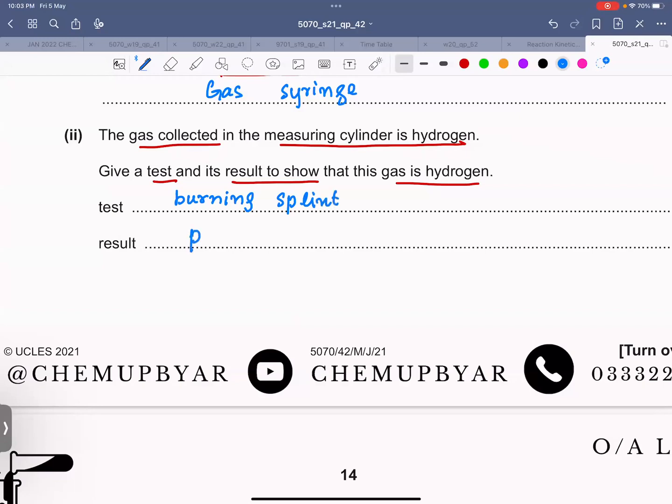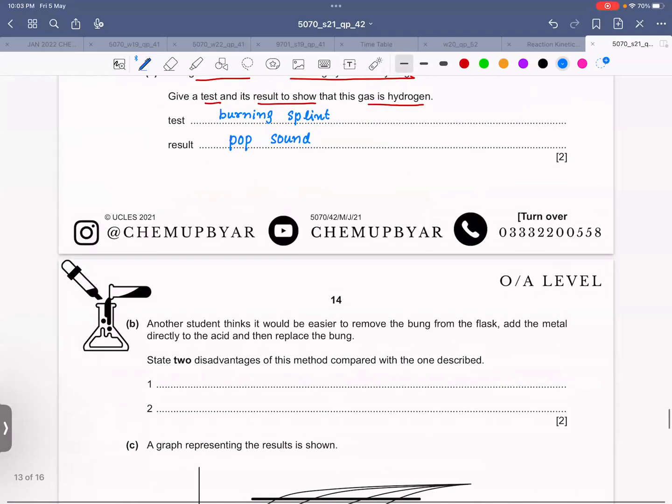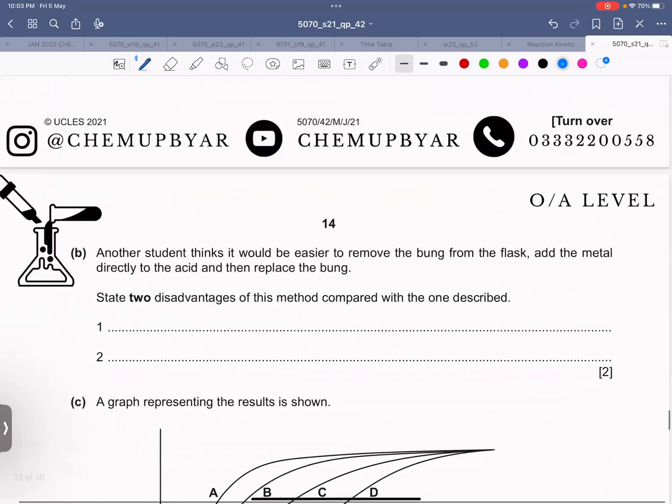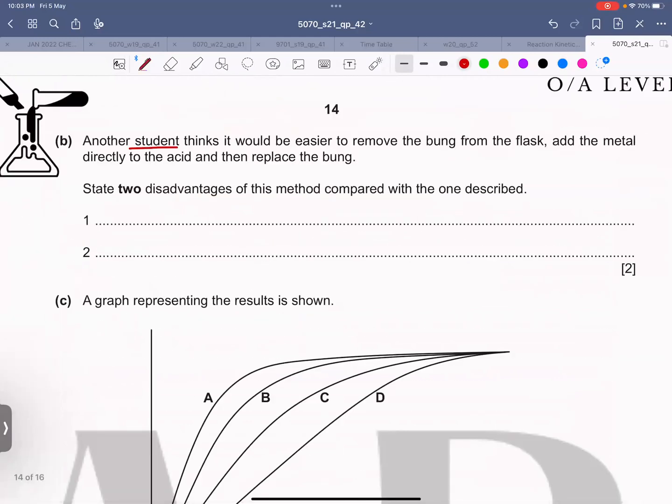And the observation would be a pop sound. So we can write squeaky pop sound. Yeah, you can write that as well. Another student thinks it would be easier to remove the bung from the flask, add the metal directly to the acid, and then replace the bung.